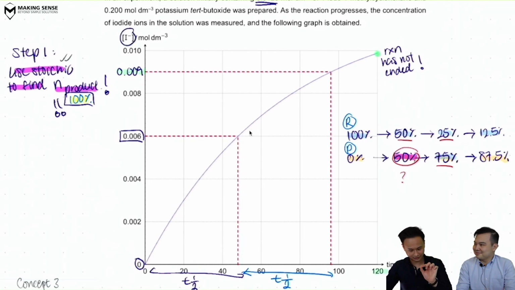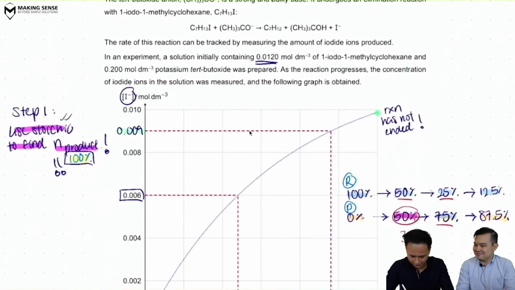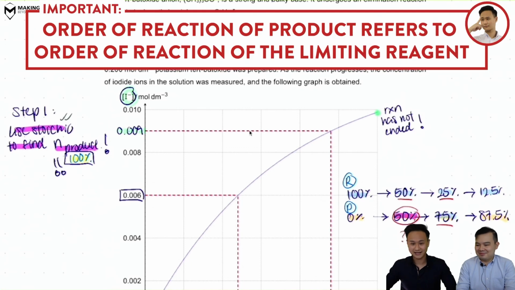Now, here's the thing, Mr. Leong, does it make sense to talk about why am I even talking about the order of reaction for a product? It doesn't make sense, right? Nope, it does not. So, in this case, please take this down. The order of reaction for a product actually refers to the order of reaction of the limiting reactant. Yes, that's incredibly important. So remind yourself this.